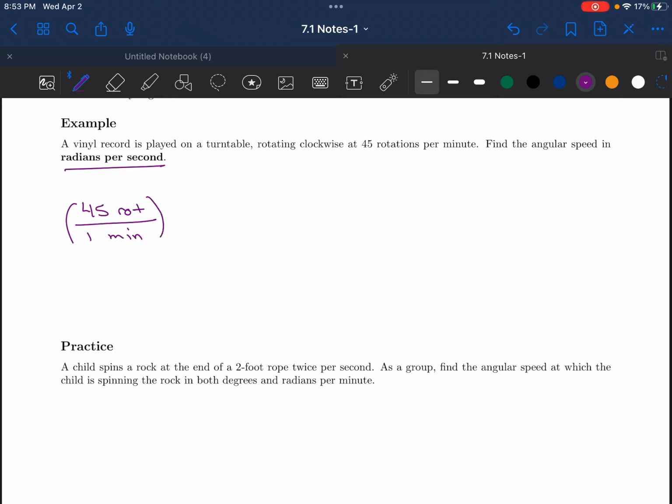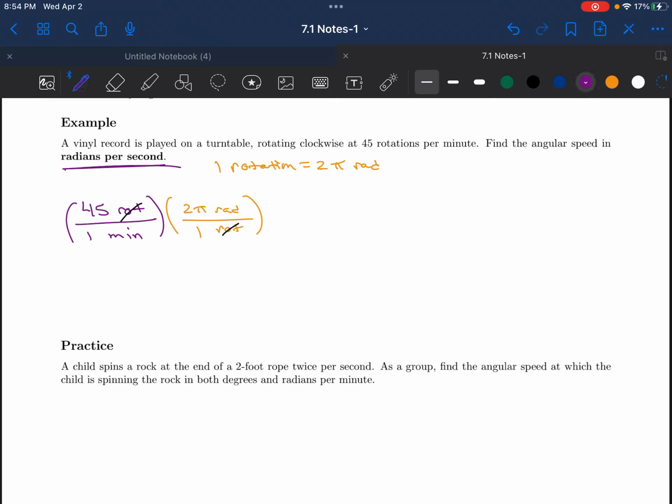Well, it may not feel like it, but rotations is an angle. It's buried in there because remember, we have a fact that we know: one rotation is equal to 2 pi radians. And so we can convert rotations into radians and use that conversion factor right there. We want rotations in the denominator, so 1 rotation and 2 pi radians. And so now with the cancellation of rotations, we're in radians per minute, and we're getting close.